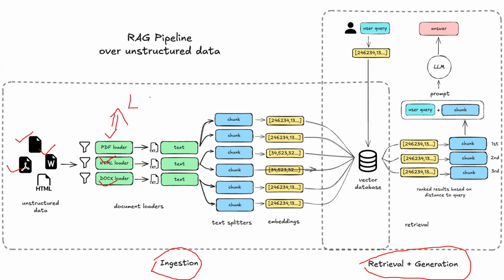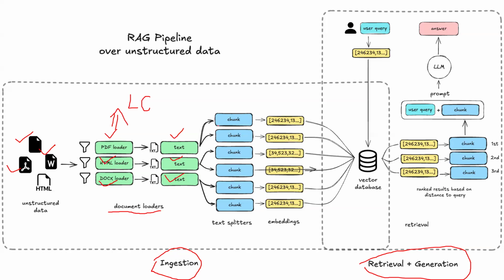For example, if you are using LangChain, then we will get the list of these loaders from LangChain. There is something called PyPDF loader, which we will use to load my PDF files and to extract the text. After these document loaders, what we will get is extracted text, whatever text was written in these documents.